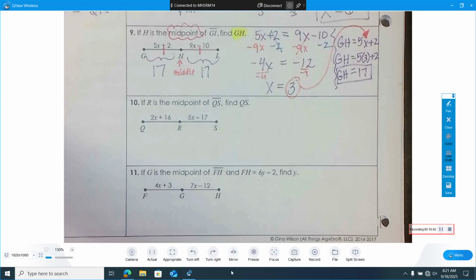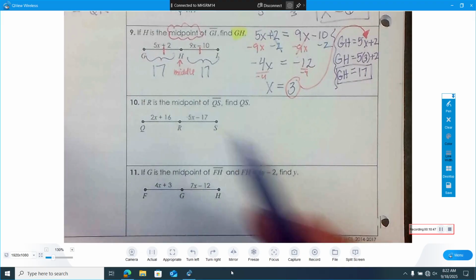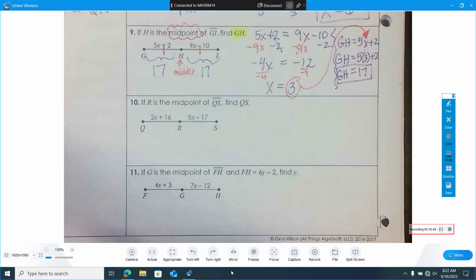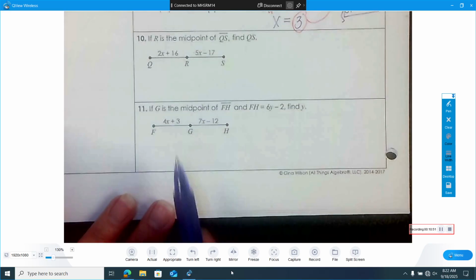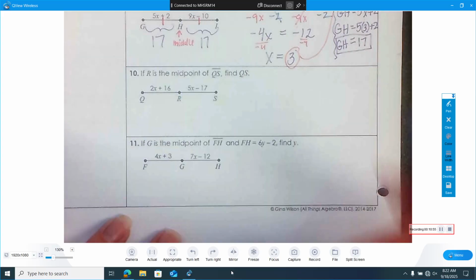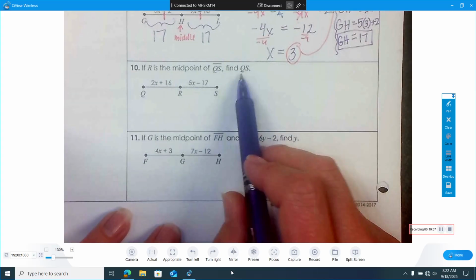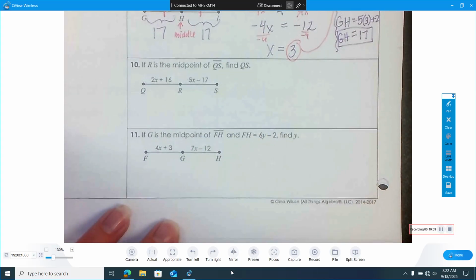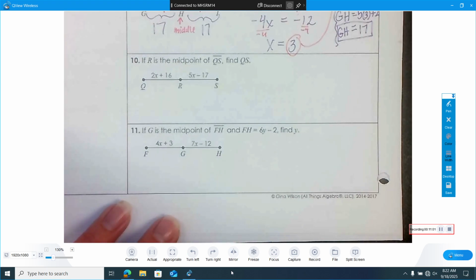Number 10. Do we need to do number 10, or do you think you've got number 10? You got that? Okay, let's look at number 11, because number 10 is exactly the same as above. Oh, not quite exactly the same, but it's very, very close. But let's look at this one.